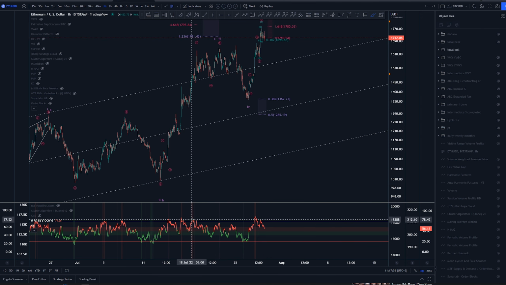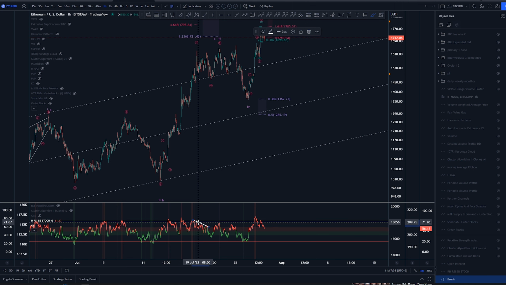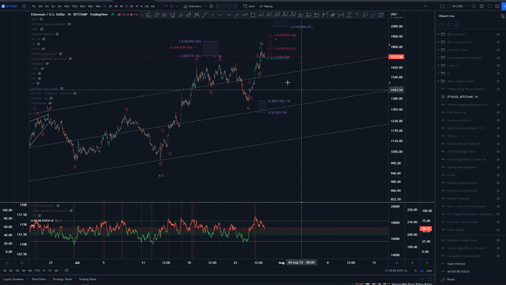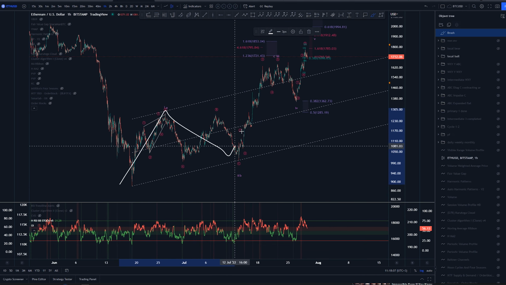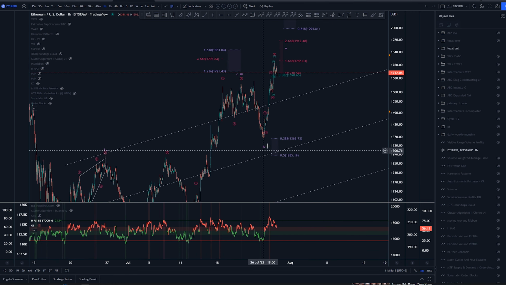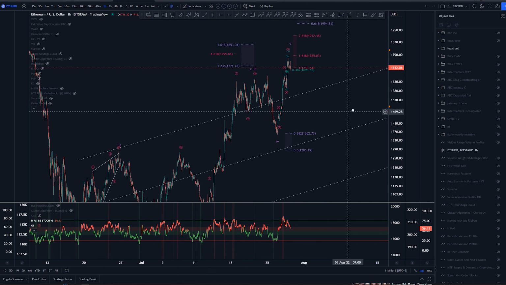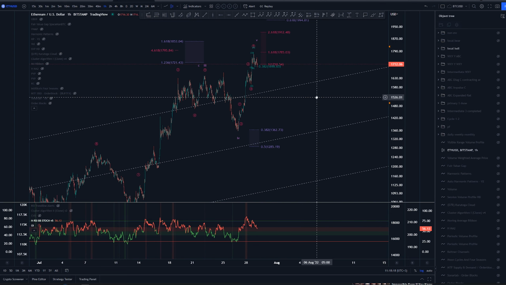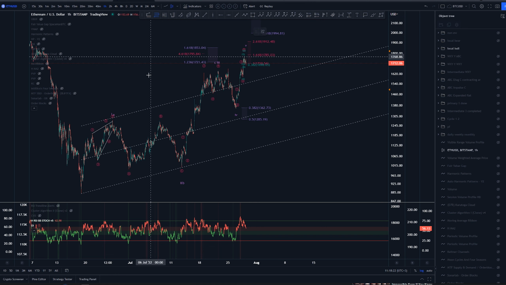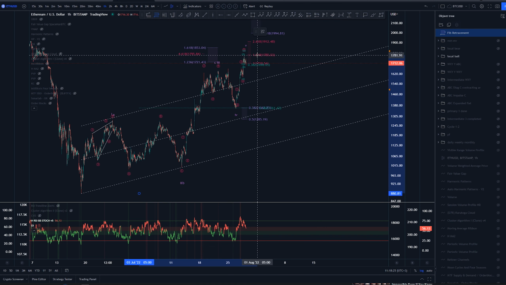We do have some kind of supporting idea of having these divergences happening here, but again, it is possible that we are going to be making this large 1, 2, 3, 4, and 5. We don't have overlap between the first and fourth here, so it is still possible that this indeed is going to be the last wave of this whole structure. That would be kind of bearish for this whole structure. We would be looking at some structures coming back to these levels.